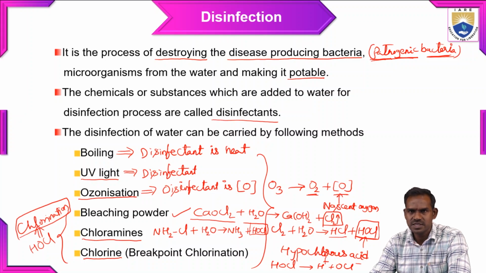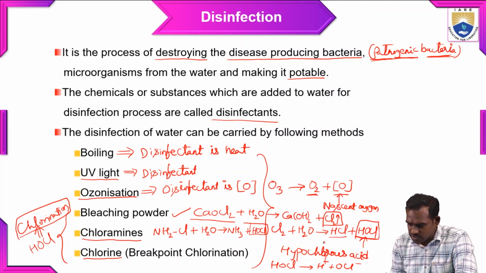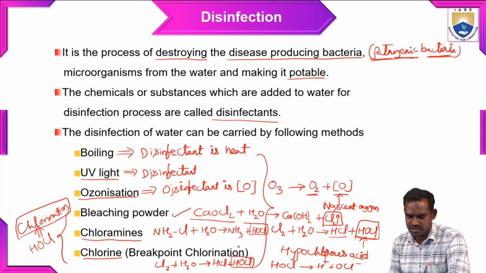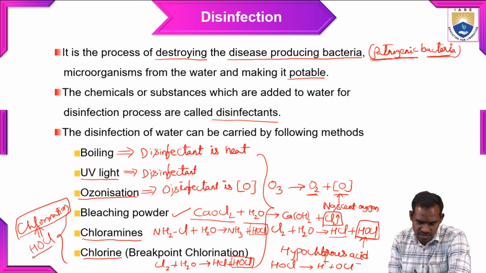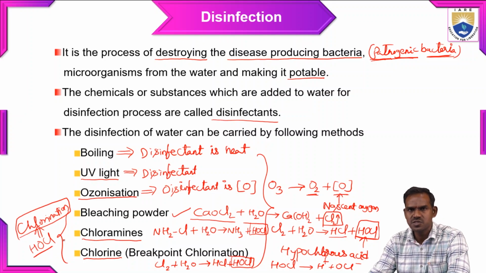So, chlorine gas handling must be done in the presence of experts. As I have shown here, chlorine gas reacts with water and generates HCl as well as HOCl. HOCl is the actual disinfectant. I have mentioned it already. In all these chlorination processes, HOCl is the actual disinfectant.